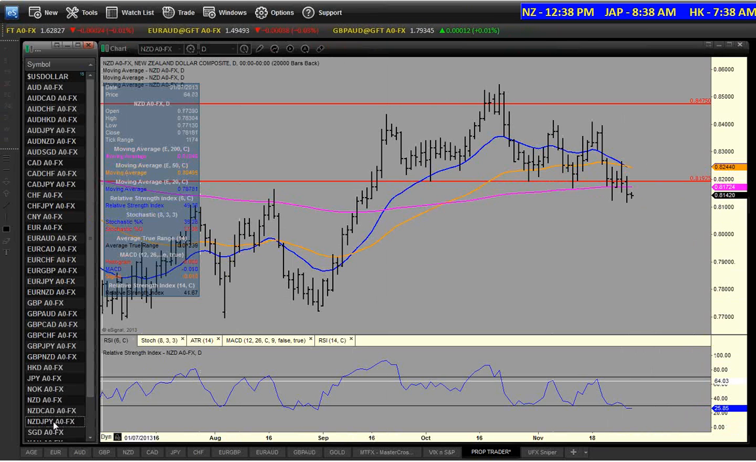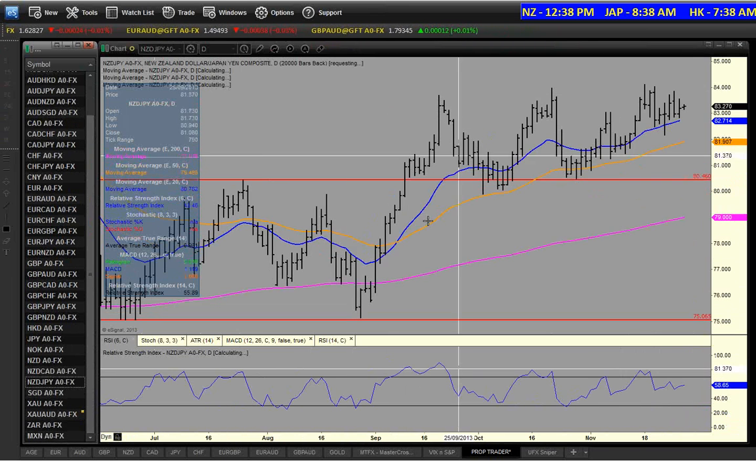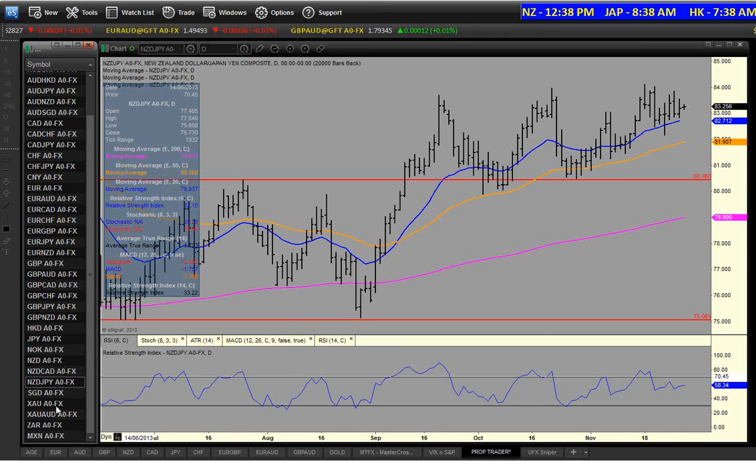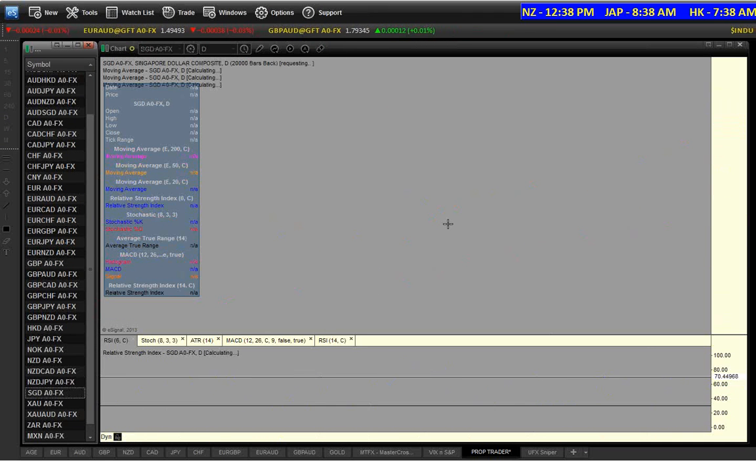But I am still bearish on Kiwi yen. Would be messy. Yep, leave that alone. And dollar sing.